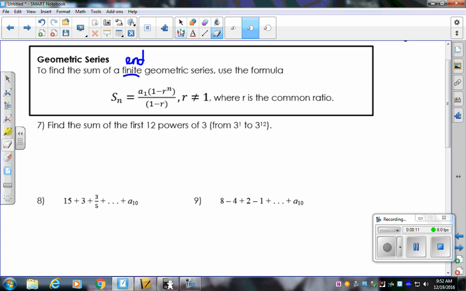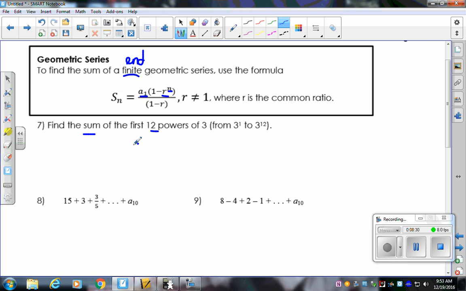Okay. So for this formula, all you need to know is the first term, the ratio, and how many numbers are in the pattern. You don't need to know the last number, which is great. So in this example, it says find the sum of the first 12 powers of 3. So 3 to the first, 3 to the second, 3 to the third, etc.